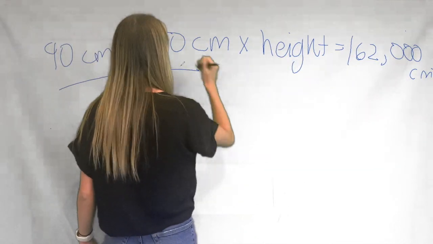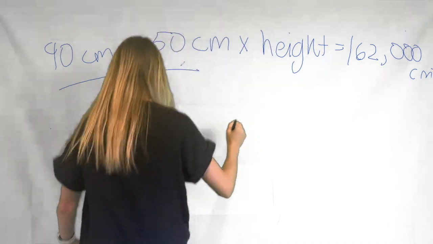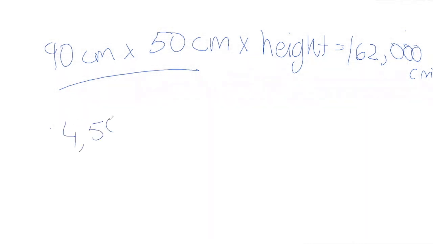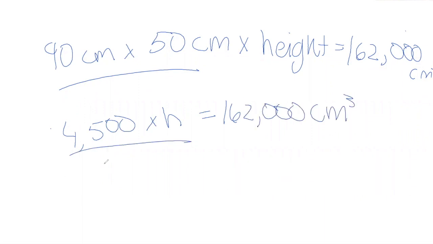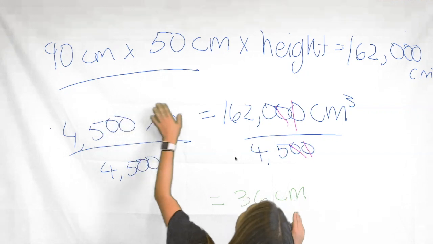So now we're going to figure out 90 centimeters times 50 centimeters, so we have to solve that. And when you do, you get 4,500. So now we have 4,500 times h equals 162,000 centimeters cubed, but we need to find h and get h by itself, or height by itself. To get height by itself, we divide each side by 4,500, and when you divide 162,000 by 4,500, you get 36 centimeters. So now we know that height equals 36 centimeters.